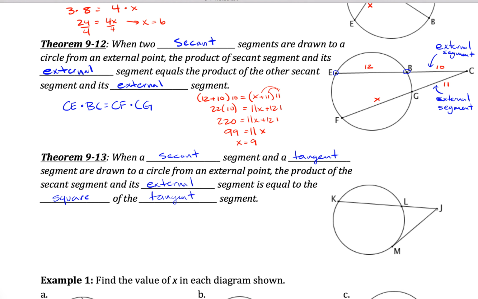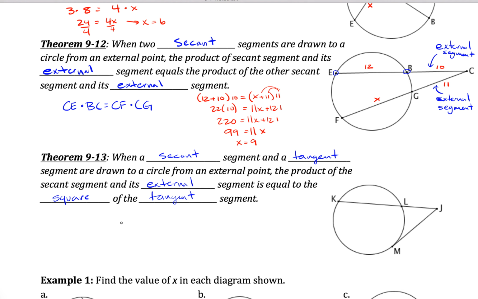So we can see in this diagram we have a secant segment JK, a segment that intersects the circle twice, and we have a tangent segment JM. That segment only intersects the circle in one place. Even if we turned it into a line, it would only intersect the circle in one place. So they're both being drawn from this external point J.